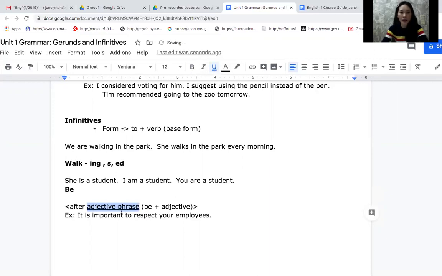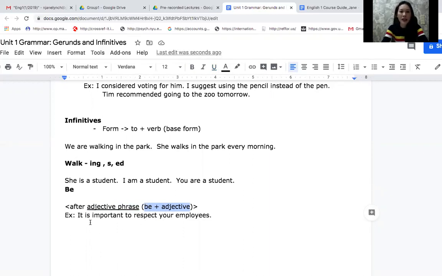What is an adjective phrase? An adjective phrase looks like this. It's the verb to be plus an adjective. So this is what we call an adjective phrase. What is an adjective phrase? An adjective phrase is verb to be plus an adjective.